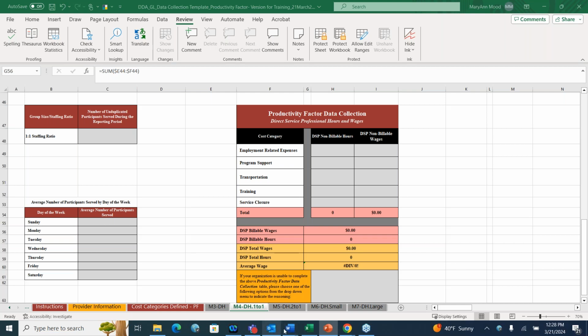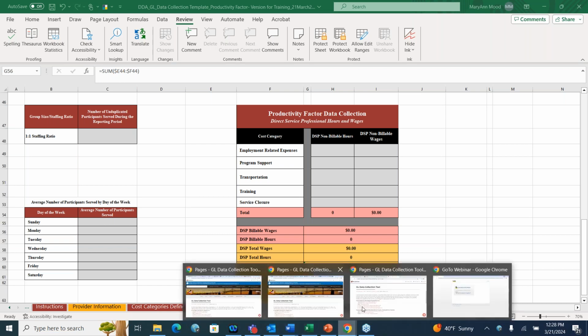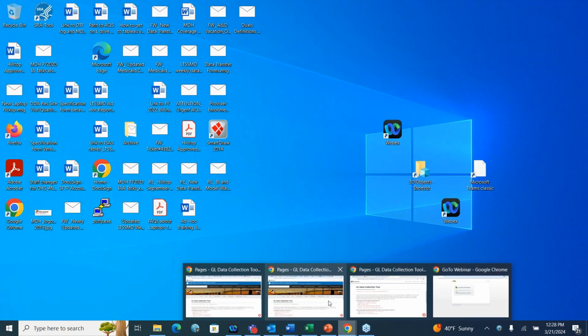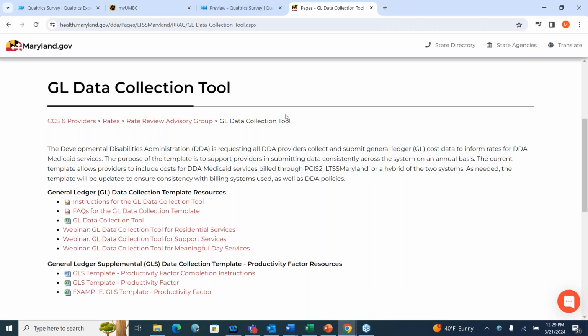Once you have completed the template, it can be submitted to Hilltop through the Qualtrics link. That Qualtrics link was sent out with the communication that DDA sent out. No templates will be accepted if you send them to our Hilltop DDA rate email address. We will not be able to accept your template that way. You do need to fill out the Qualtrics survey.